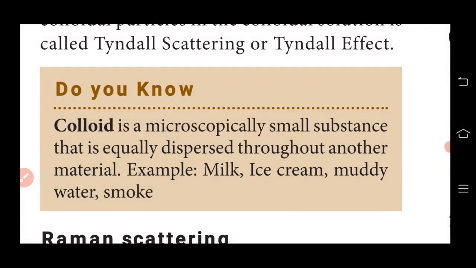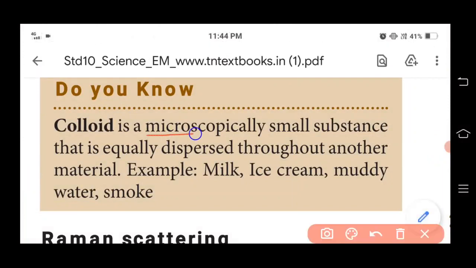Students, do you know what a colloid is? A colloid is a microscopically small substance that is evenly dispersed throughout another material, for example milk, ice cream, muddy water and smoke. This is an important 1-mark question. Examples of colloids are milk, ice cream, muddy water and smoke.